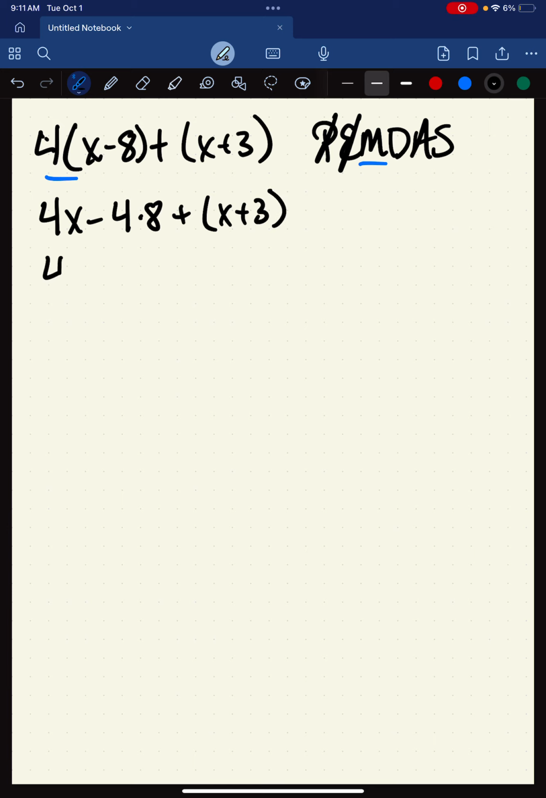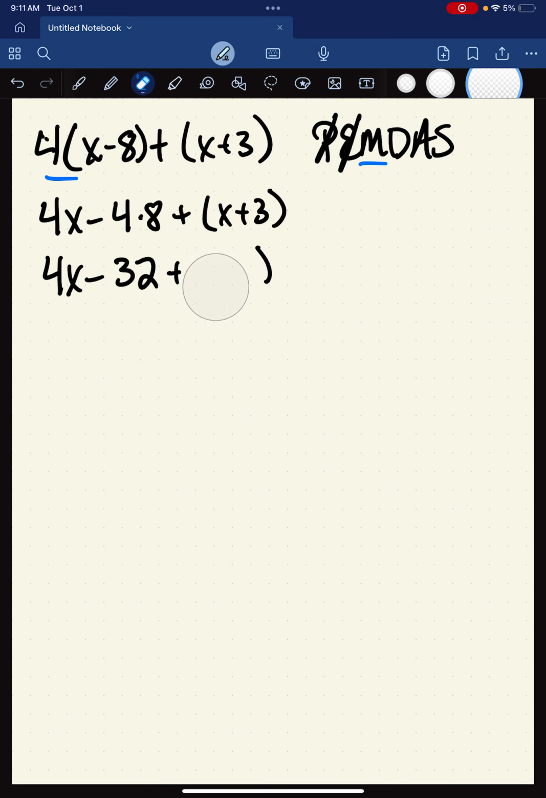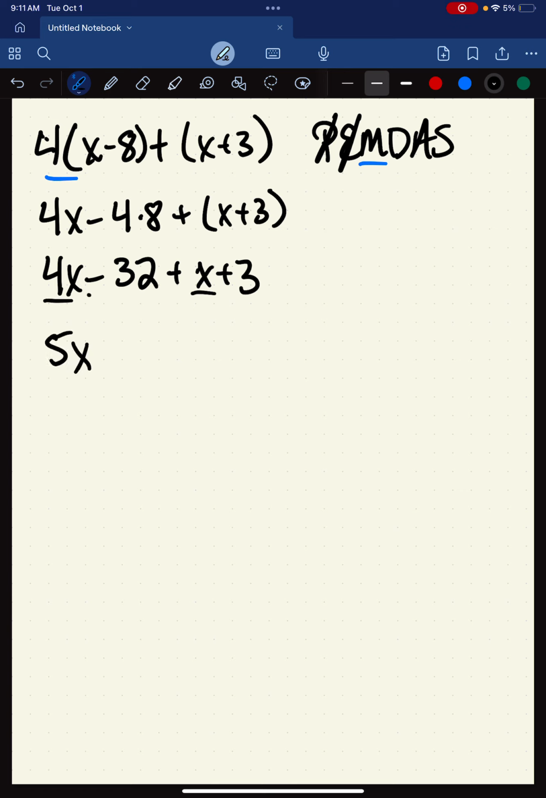So let's go ahead and simplify what we have here. We have 4x minus 32 plus (x plus 3). But we know by the associative property, we don't actually need those parentheses there. So let me go ahead and get rid of those. So now we can combine like terms. We have our x terms here. That's 5x. And we have negative 32 and positive 3. That's going to come out to be negative 29. And so we can simplify now using the distributive property.